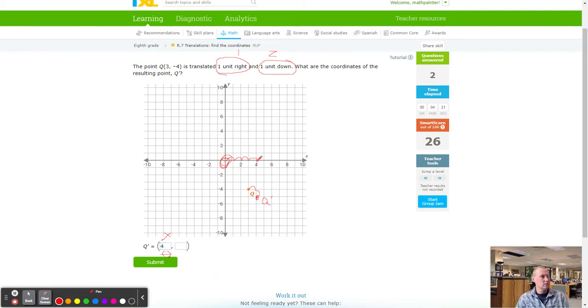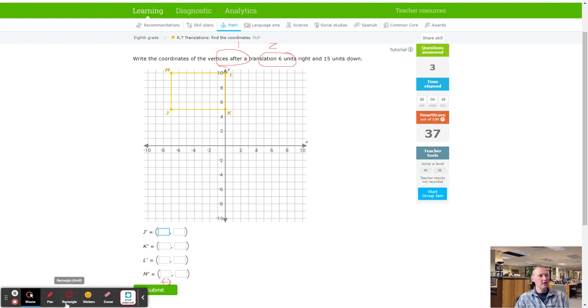Next up, we need to count down to Q prime. We got 1, 2, 3, 4, and 5. And we got 5 here. Because we went down, that 5 is going to be negative 5. If it was positive 5, we'd be counting up. So now we're good. So to the right, 4, and down 5 is Q prime.